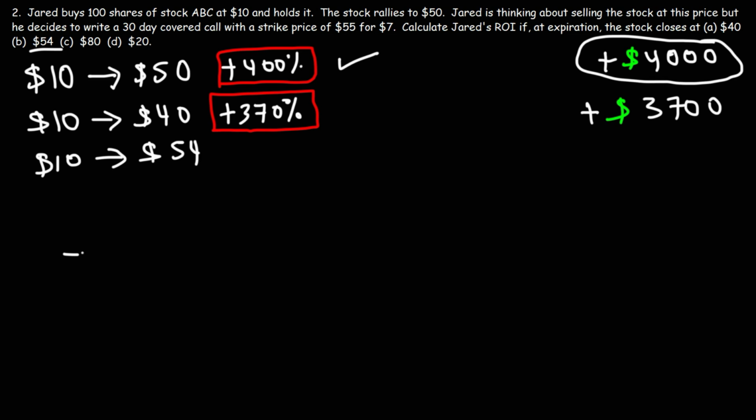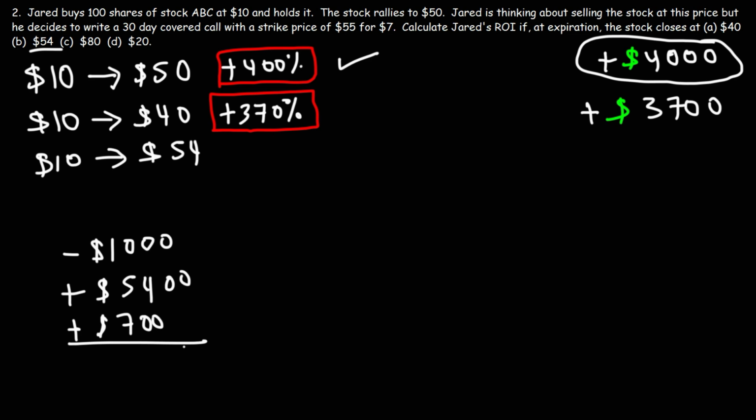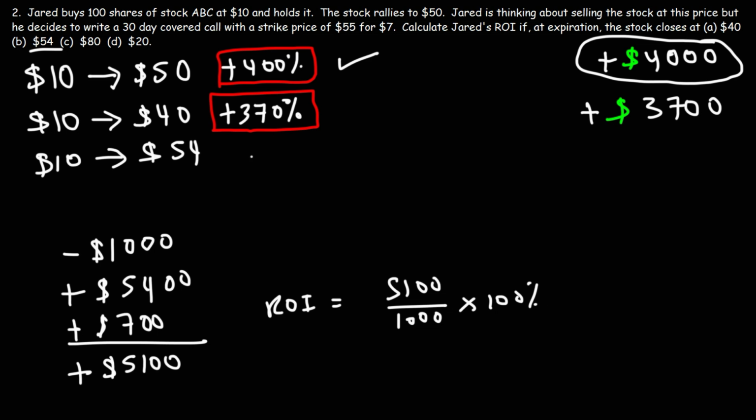So if it closes at 54, he puts in 1,000. He could sell his shares at $54, so he would receive $5,400, and he still receives the $700 from writing the covered call option. So he's receiving a net of $6,100 minus the 1,000, so his gain is $5,100. So his ROI is going to be 5,100 divided by 1,000 times 100%. And so he's looking at a return on investment of 510% in this example.